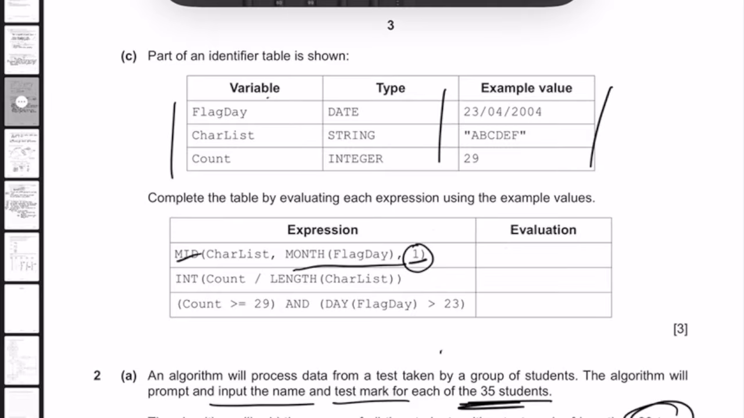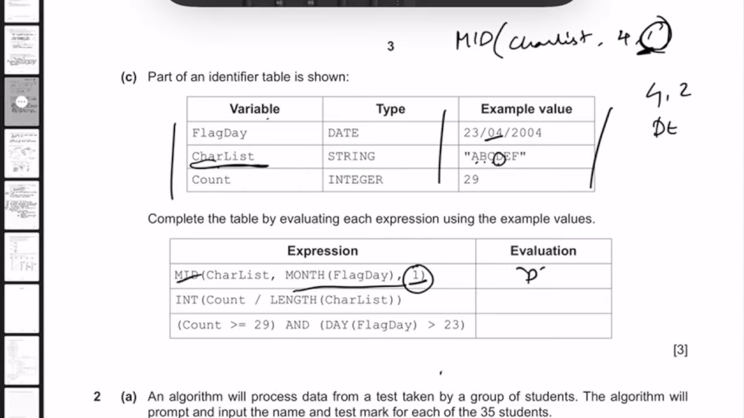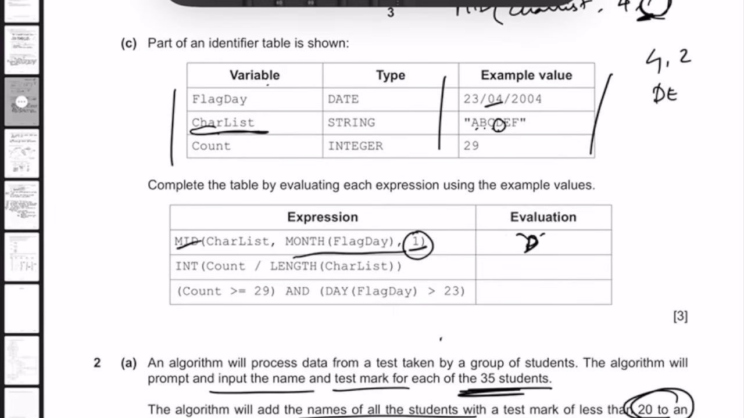We have the number, now the month of the flag day, so this is 4. So it's basically right now mid char list 4 1, right? So char list is this variable. What we do is we go to the 4th position, 1, 2, 3, 4, D, and give only one character from that. So it will only be D. If it was 4, 2, then we will give DE, right? So this is D.